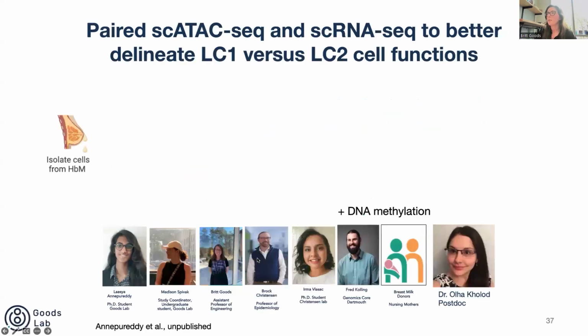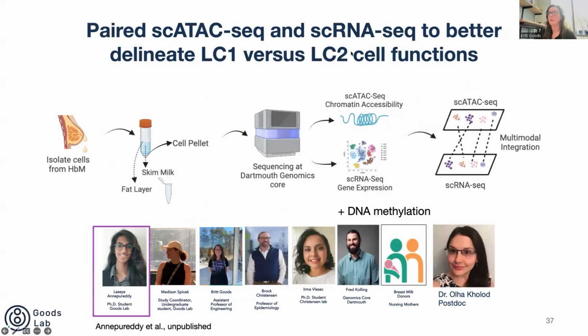And so what we wanted to do is then actually generate ATAC data on single cells from human breast milk so that we could maybe better understand some of the regulatory mechanisms that might be different between our epithelial cell subsets and lactocytes. And this was really led by a student, Lacia, in my group again. And this is all also unpublished. And so, yeah, so please, I know this will be shared, but I just want to acknowledge that this is unpublished currently. This is also a part of a collaboration with Dr. Brock Christensen up here at Dartmouth College as well. And Fred Coling at our genomics core has been instrumental in helping us generate this data.